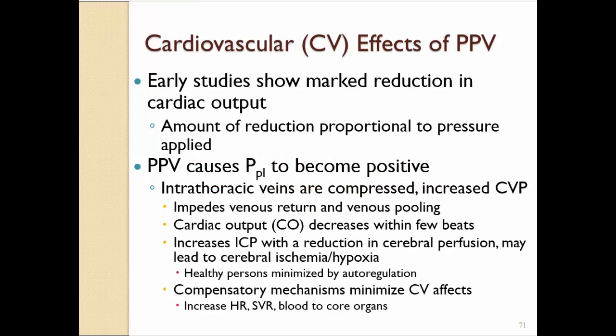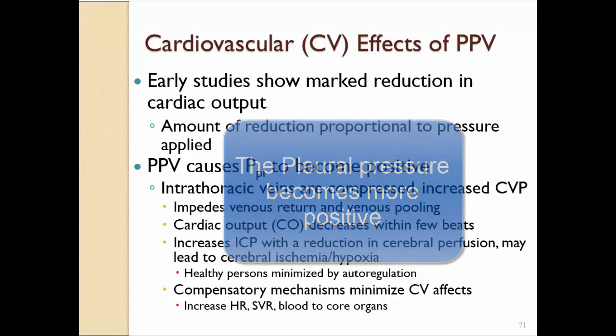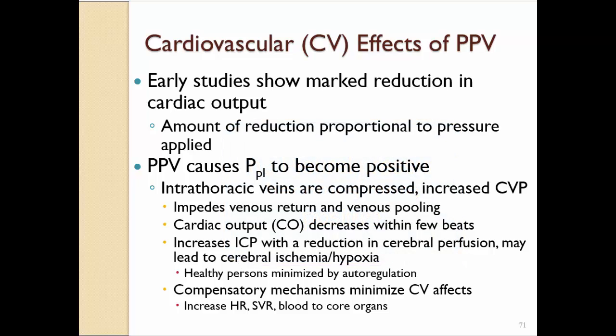Now, minimizing cardiovascular effects of positive pressure ventilation. Early studies show marked reduction in cardiac output. The amount of reduction is directly related to the pressure applied. The more the pressure, the more the compromise. Positive pressure ventilation causes the plateau pressure to become positive, and so that's what causes the problem. The intrathoracic veins are compressed, increasing CVP. This impedes the venous return and causes venous pooling. The cardiac output decreases within a few beats.